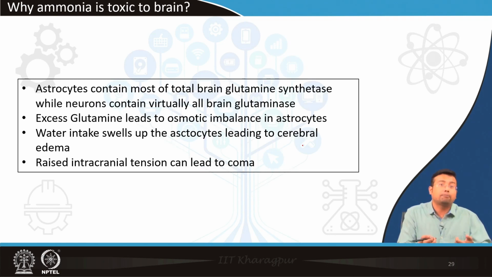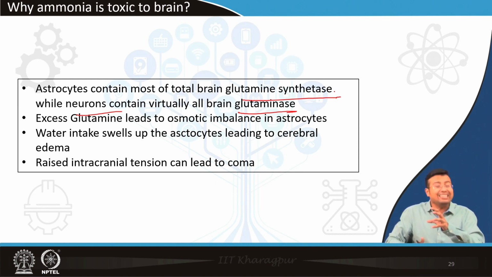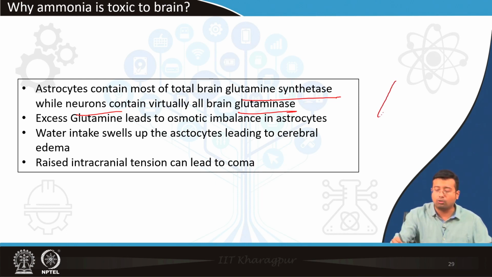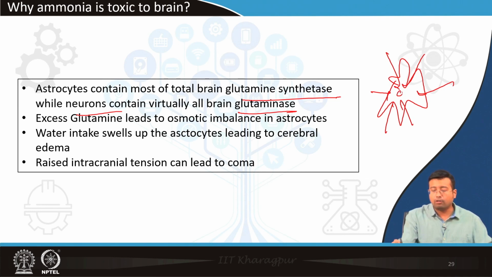And another problem with glutamine is in the astrocyte, okay, because all the brain glutaminase is present in the neuron cells, whereas glutamine synthetase is actually present in the astrocyte. So if there is more ammonia, there will be more and more glutamine formation in the astrocyte. Glutamine is actually osmotically active. So the cell will imbibe water molecules, and ultimately it will lead to swelling of the cells.